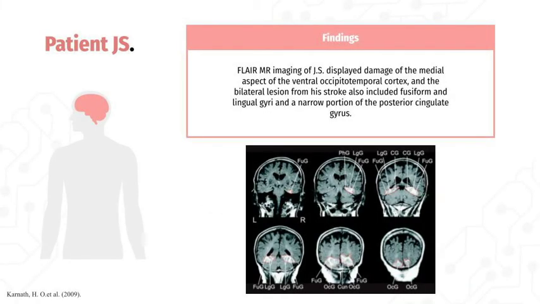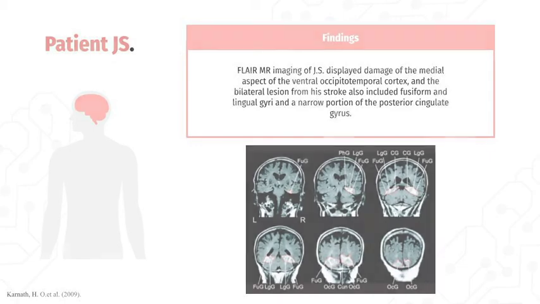FLAIR MR imaging of JS displayed damage of the medial aspect of the ventral occipitotemporal cortex, and the bilateral lesion from his stroke also included fusiform and lingual gyri and a narrow portion of the posterior cingulate gyrus. The anatomical findings in conjunction with the perception experiments suggest that medial structures of the ventral occipitotemporal cortex are vital for shape and contour stimuli to be transmitted to the perceptual ventral stream system for object recognition.